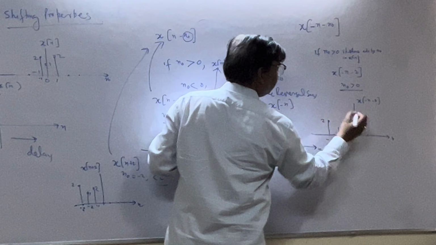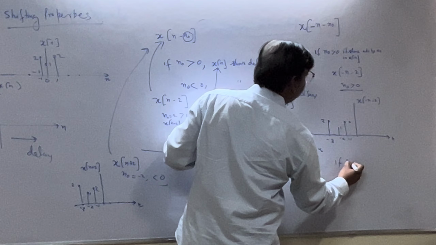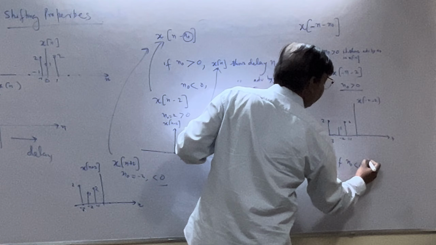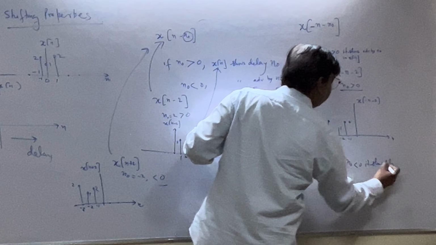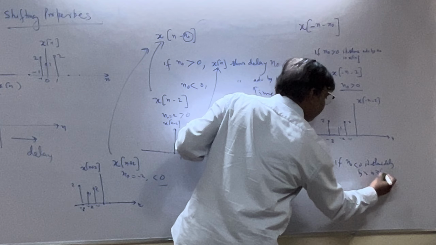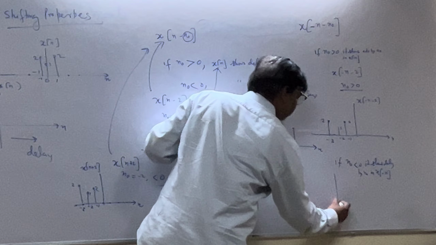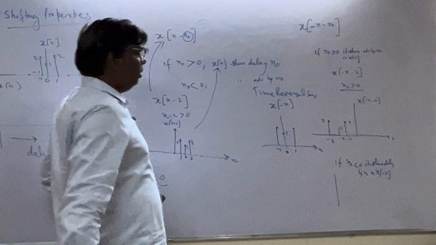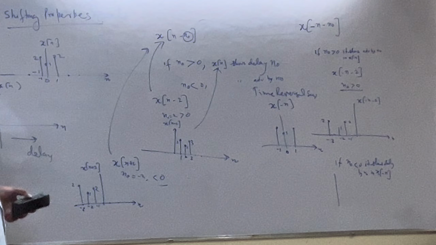And if n naught is less than 0, it shows delay by n naught in x[minus n]. So accordingly we have to draw the different types of signals. So these are the shifting properties.